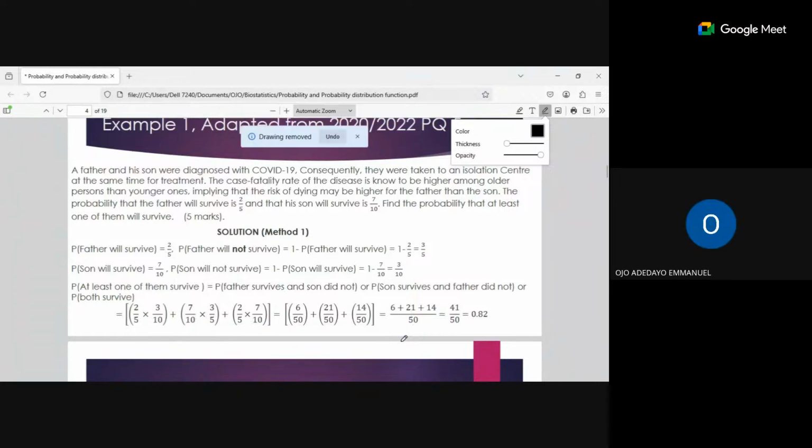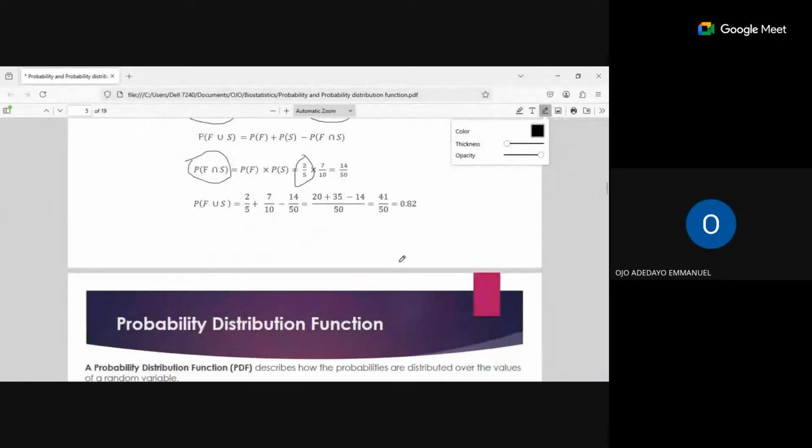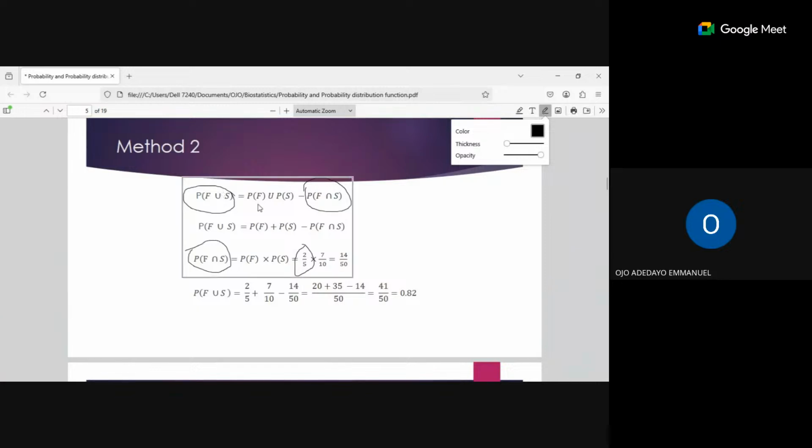Now, assuming we are looking for the probability that at least one of them will die, and you are given the probability that they will survive, first of all find the probability that they will die. The probability that the father will die is 3/5. The probability that the son will die is 3/10. We've established that. Now come back to this second formula. Instead of taking these as the probability that they will survive, now it's going to be the probability that they will die.